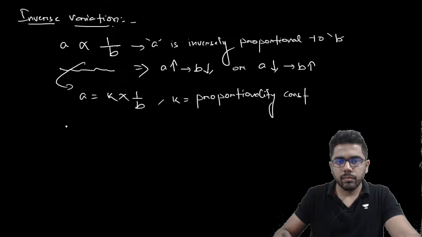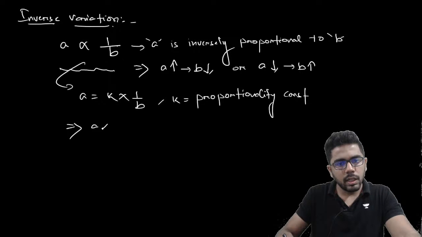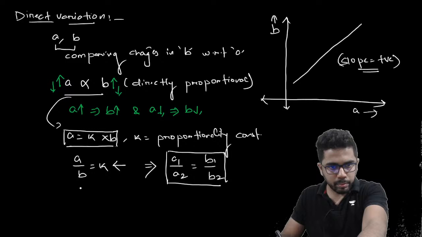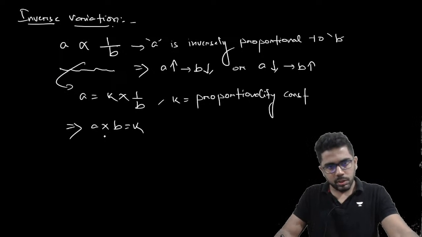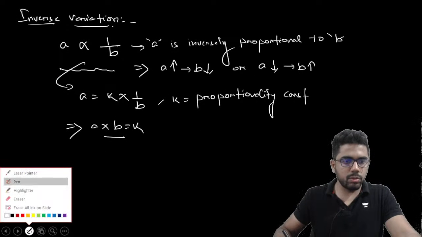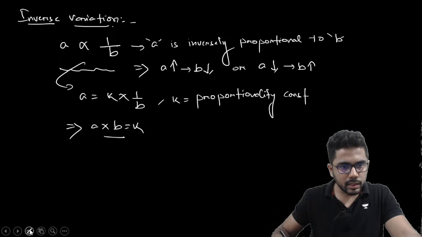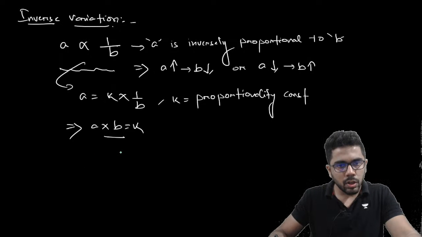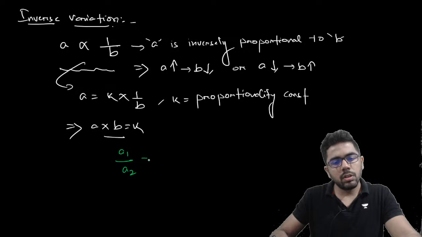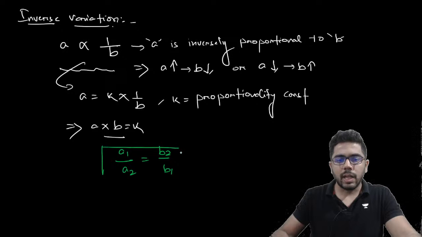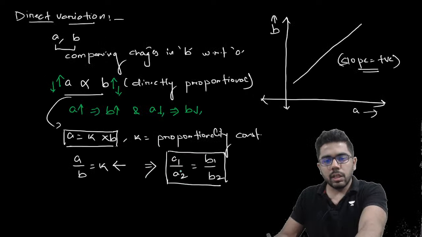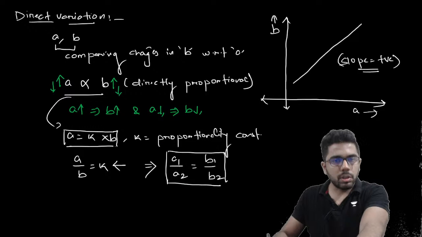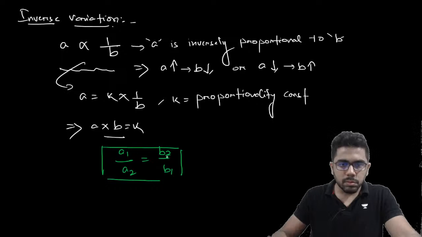Or you can also write it as A into B is equal to constant. यहाँ पे A by B was constant. Here A into B is constant. So this gives you another result that I can write here, that A1 by A2 is B2 by B1. उल्टा हो जाएगा. Had it been direct variation, तो A1 by A2 is B1 by B2, but inverse variation है, इसीलिए A1 by A2 is B2 by B1.